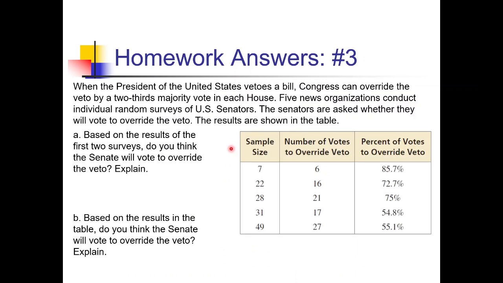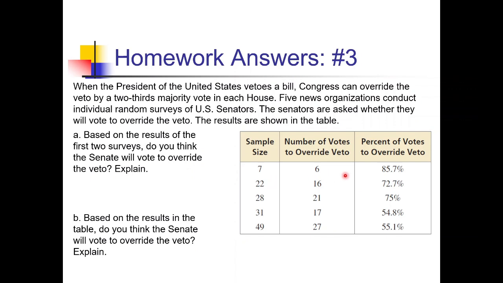For this problem, we're going to do a little bit of civics work here. The President of the U.S., when they veto a bill, Congress, we know, can override that with a 2/3 majority vote in each house. 5 news organizations conduct individual random surveys of U.S. senators, and they're asked if they're going to override the veto. And the results are shown in this table here. So for the first part of this question, based on the results of the first 2 surveys, do we think the Senate's going to vote to override the veto?